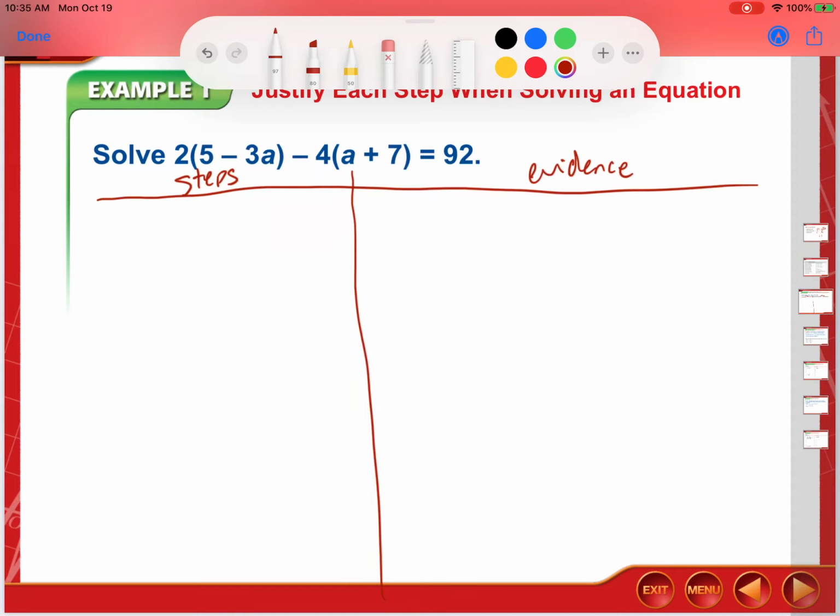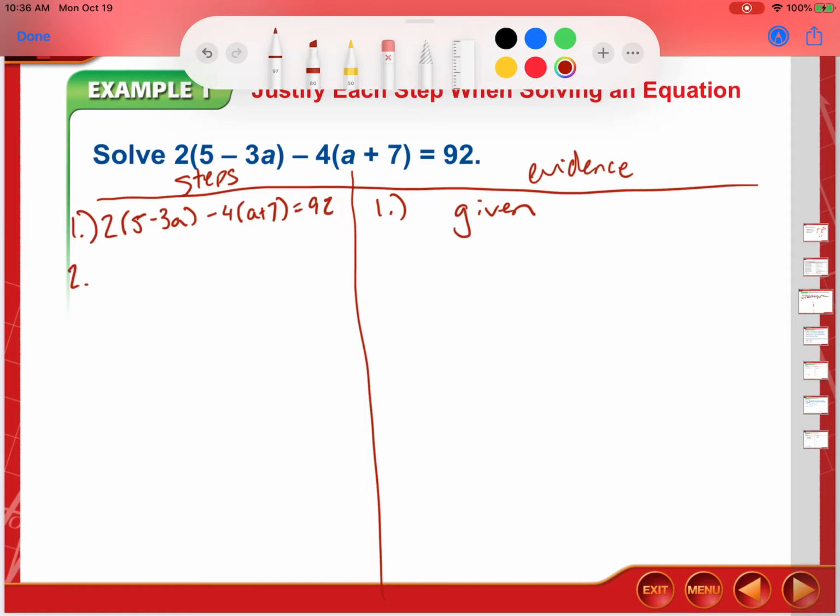Alright, so whenever we start a proof, the first thing we write down is the problem itself. So I'm going to write down 2 times (5 minus 3a) minus 4 times (a plus 7) equals 92. And now my evidence for this, the first step, the evidence is always given. So my first statement is going to be given. 1, 1. All right.